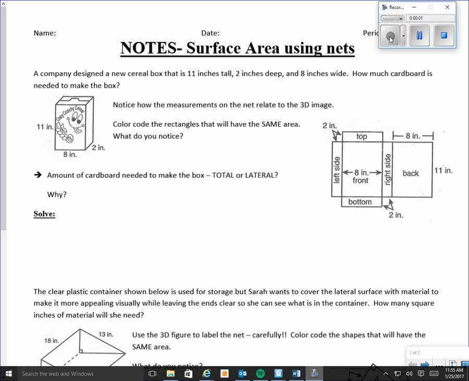Hi, it's Miss Hall. Ms. Nelson. And today we are going to be doing notes over surface area using nets.